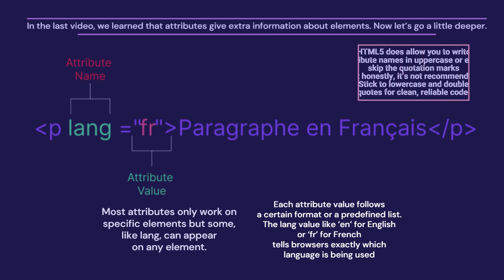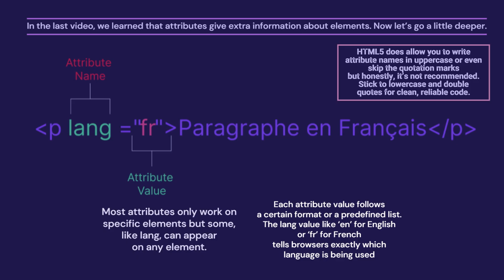In the last video, we learned that attributes give extra information about elements. Now let's go a little deeper. In HTML5, you can use uppercase attribute names or skip the quote marks, but honestly it's not recommended. Stick to lowercase names and always use double quotes for the attribute value. That's the clean, standard way. For example, lang="fr". Here, lang is the attribute name, and fr is the value.